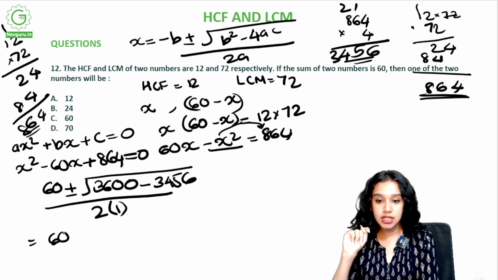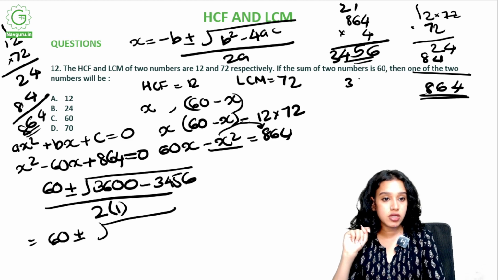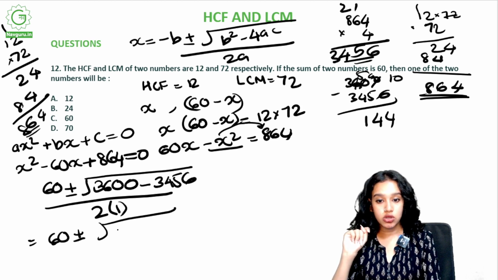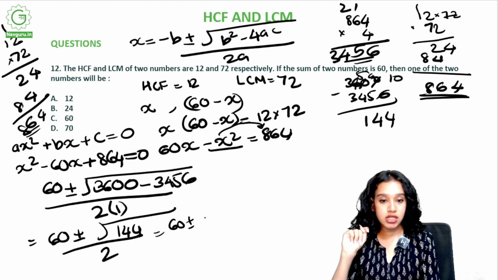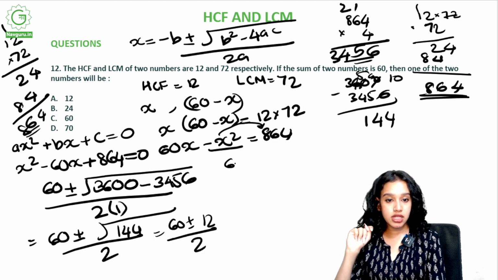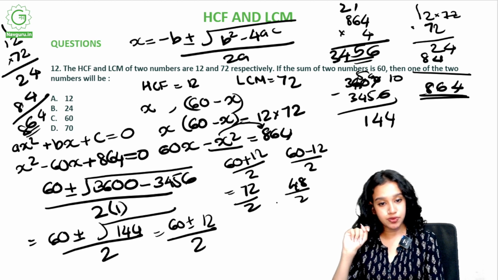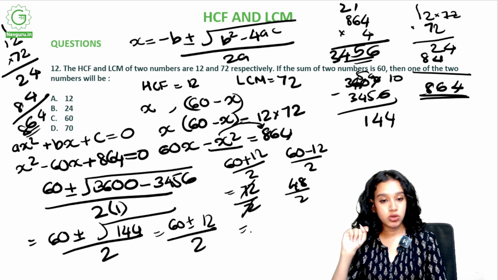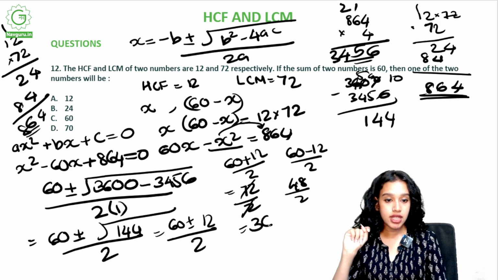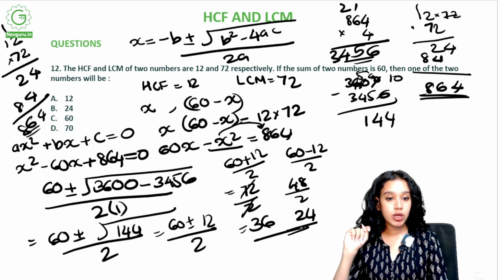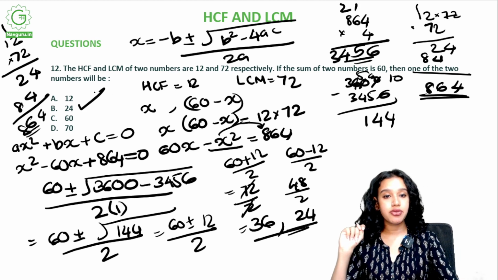This would give us 60 plus or minus root of 3600 minus 3456. So subtracting this, we'll get 144. So root of 144 divided by 2. Again, this would give us 60 plus or minus 12 by 2. So when we do 60 plus 12 by 2, we'll get 72 by 2, and if it's 60 minus 12 by 2, this is 48 by 2. So here we'll get 36 and 24. So we got one of the numbers here to be 24.